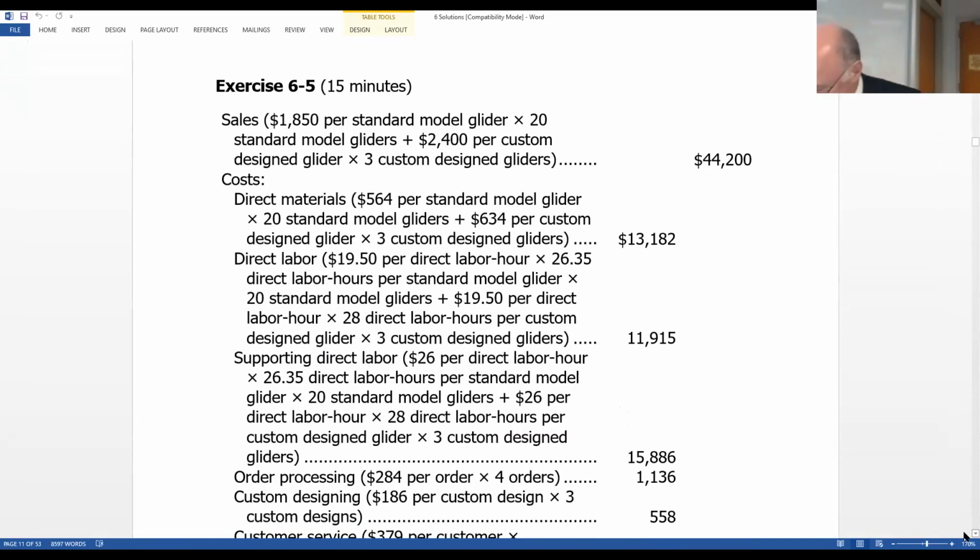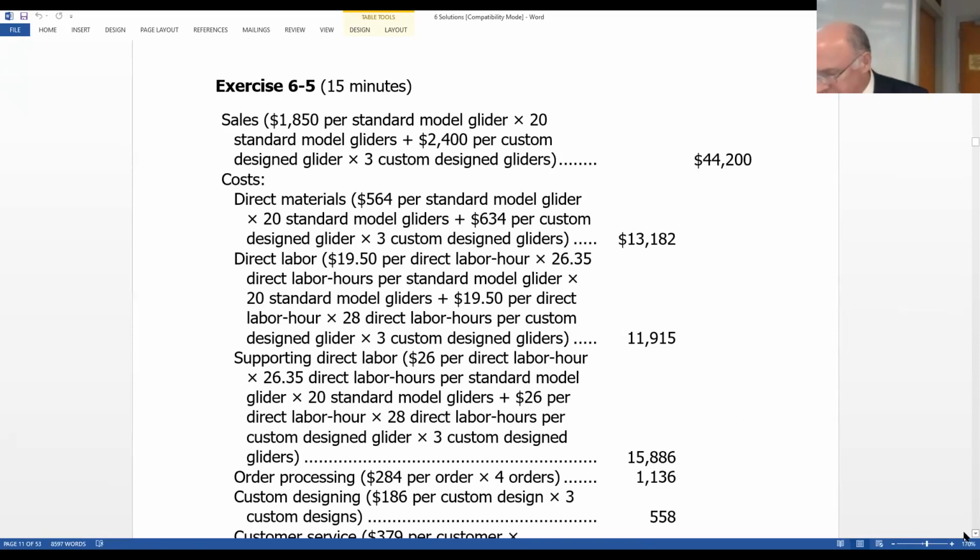Number 5, product and customer profitability analysis. Oh, this is going to be a good one. Profitability analysis. How profitable are these customers? Thermal Rising Inc. makes paragliders for sale through specialty sporting goods stores. The company has a standard paraglider model, but also makes custom designed paragliders. Management has designed an activity-based costing system with the following activity cost pools and activity rates.